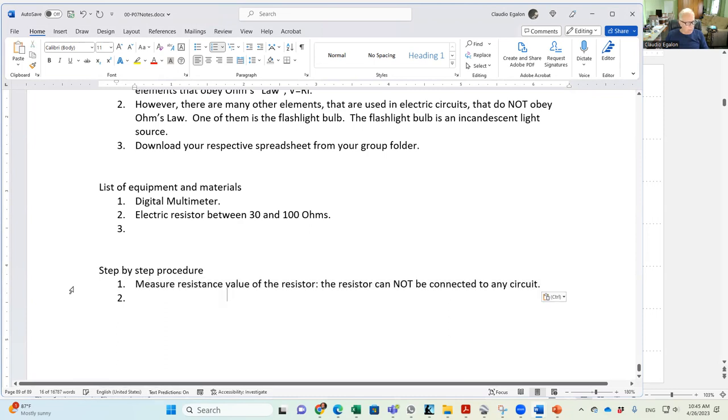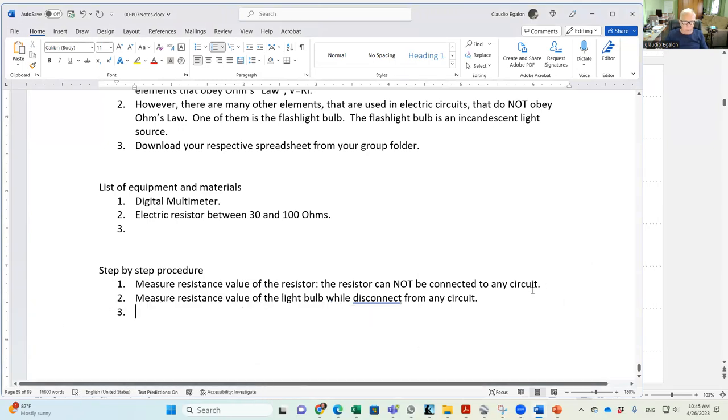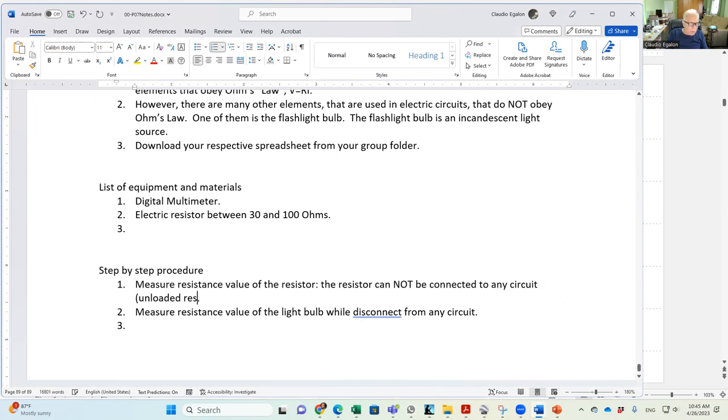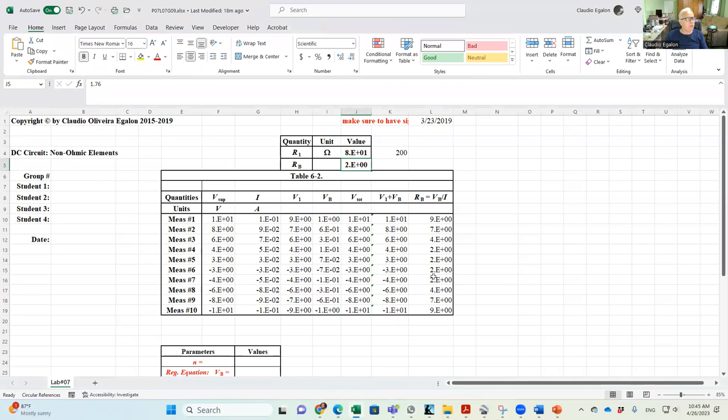And then we do the same for the light bulb. Measure the resistance value of the light bulb while disconnected from any circuit, just like the case of the resistor. In this case, we say unloaded resistor, unloaded, disconnected. Unloaded light bulb. And then we go ahead and log the value of the resistor here, which is very low, around 1.76 in my case, okay?